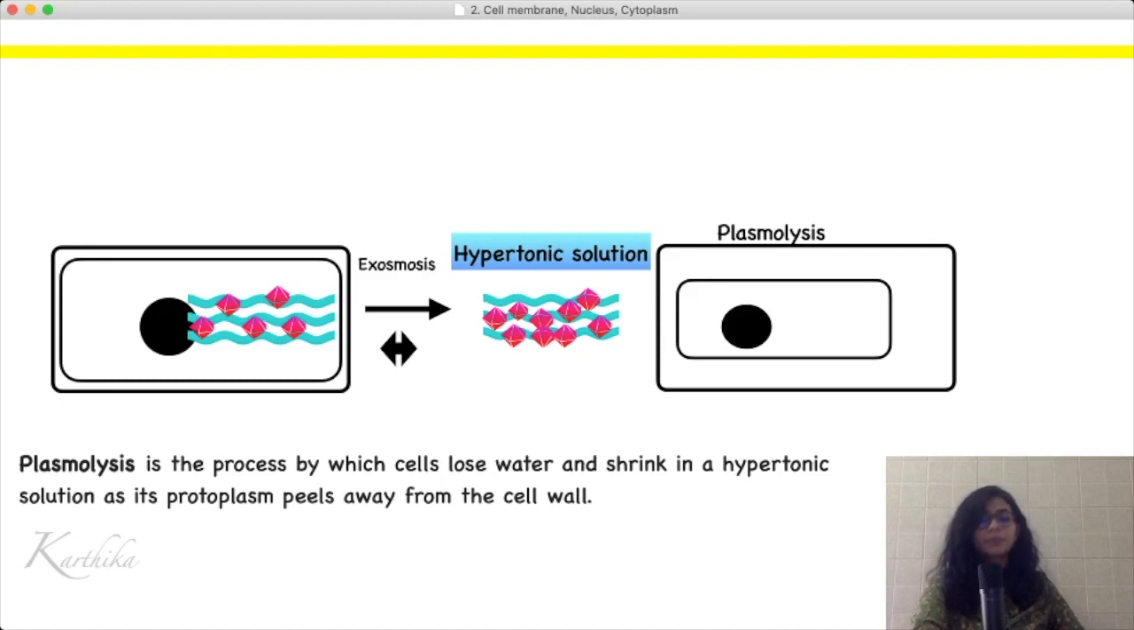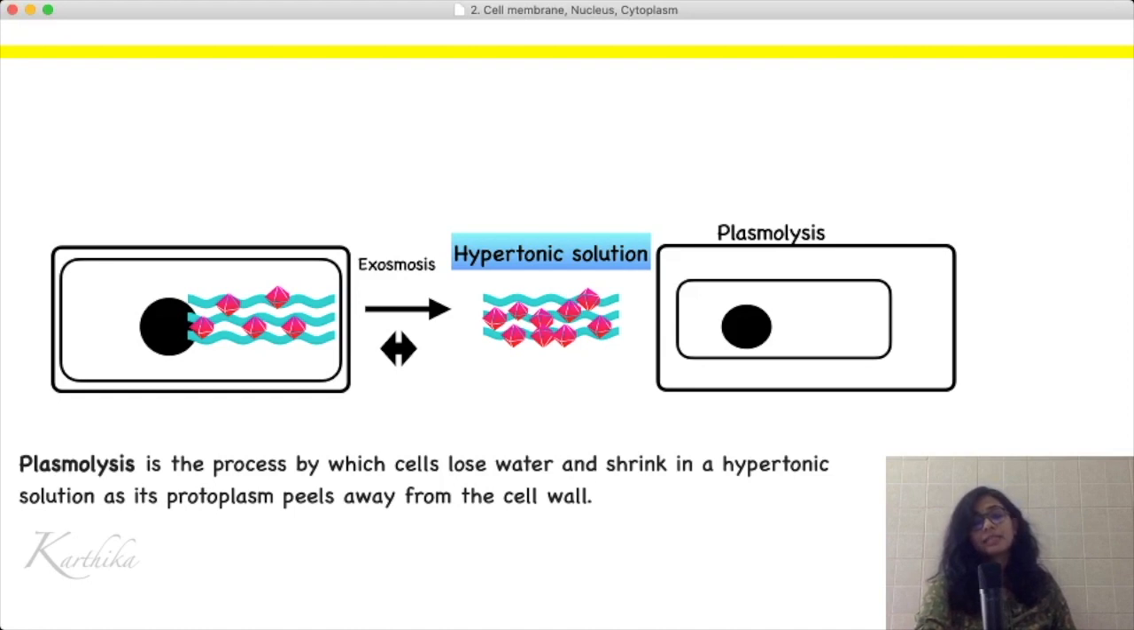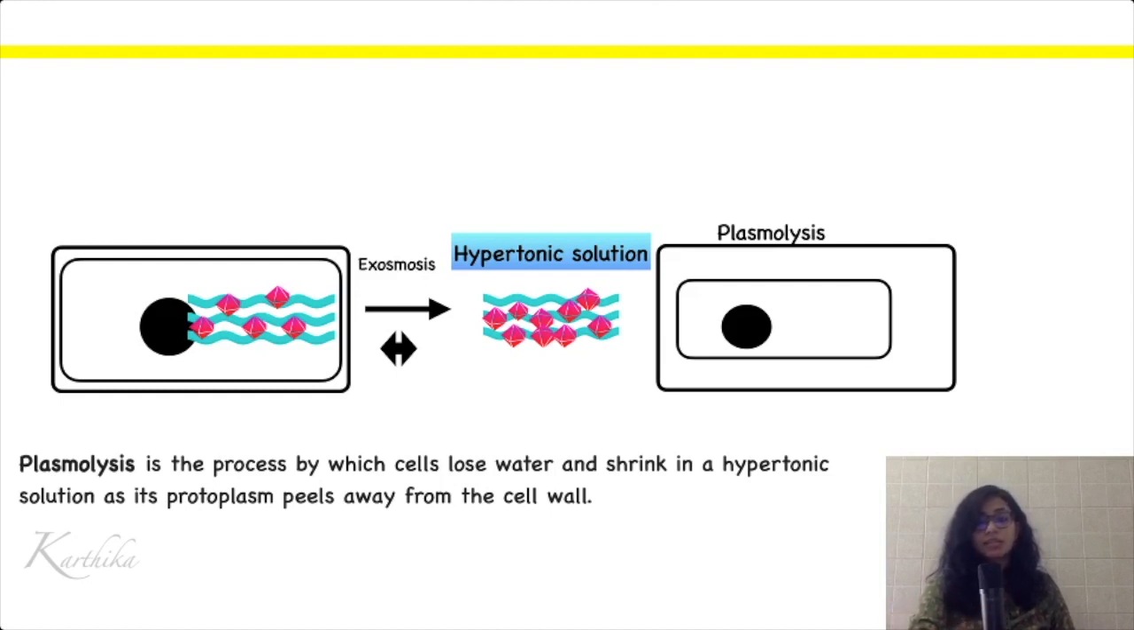That's how it shrinks. So I'll read it again for you. Plasmolysis is the process by which cells lose water and shrink in a hypertonic solution as its protoplasm peels away from the cell wall. Just remember these long definitions in bits always. So what happens first? You put it in a hypertonic solution. Then what happens? How does the cell react? They lose water and shrink. So how do they shrink? Protoplasm peels away from the cell wall. So if you order these 3 points properly, your definition is done. Alright, you don't need to memorize in a rote way.